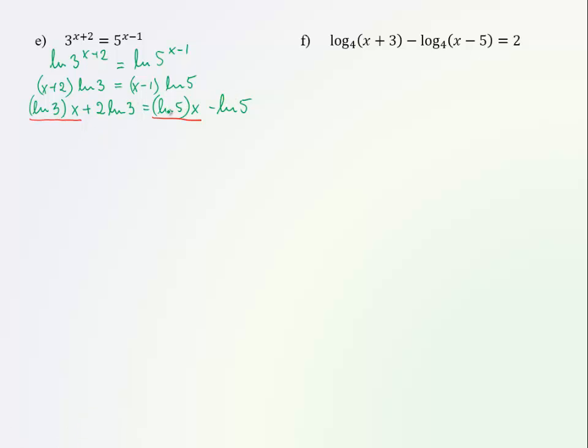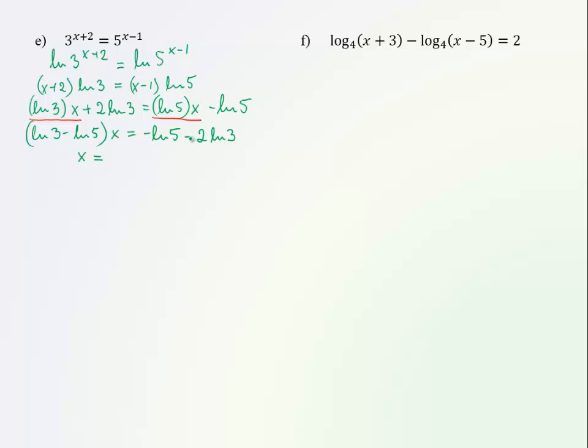So after bringing this term to the left and factoring the x out, we have (ln 3 minus ln 5) x equals negative ln 5 minus 2 ln 3. Finally, we divide the right hand side by the bracket and we end up with x equals whatever we have here, but we can rewrite the right hand side in a slightly different form.